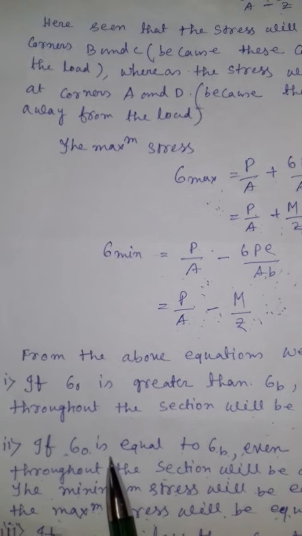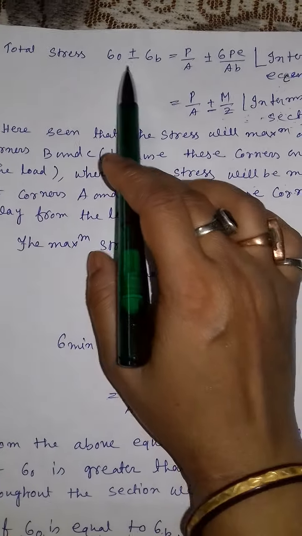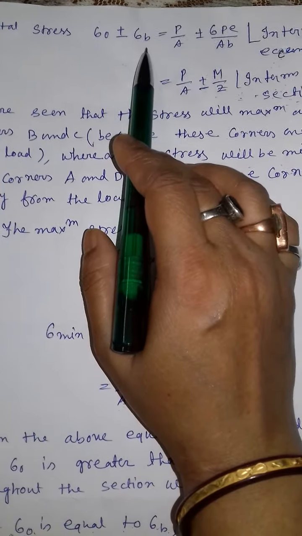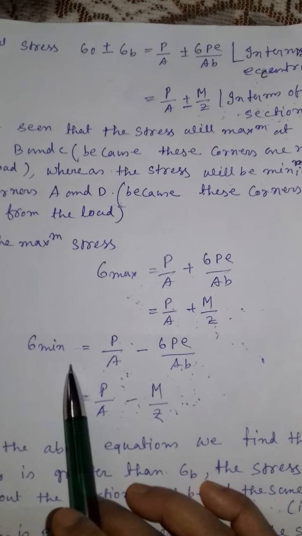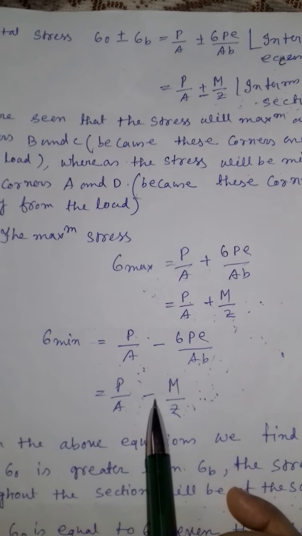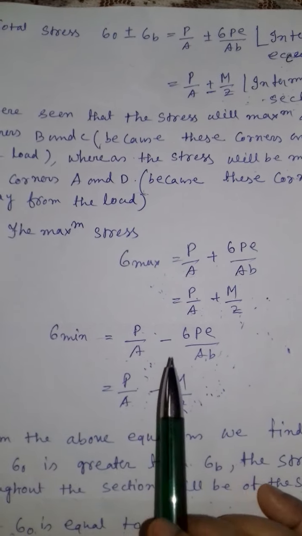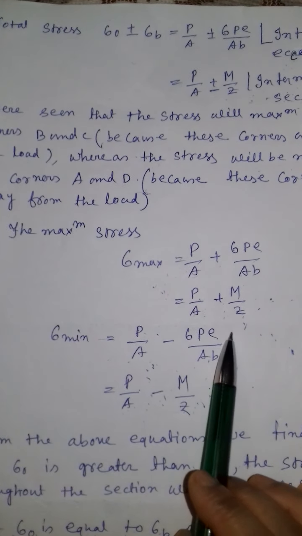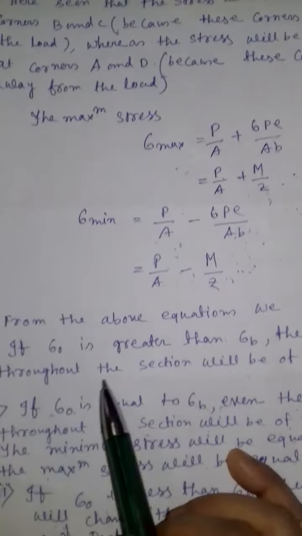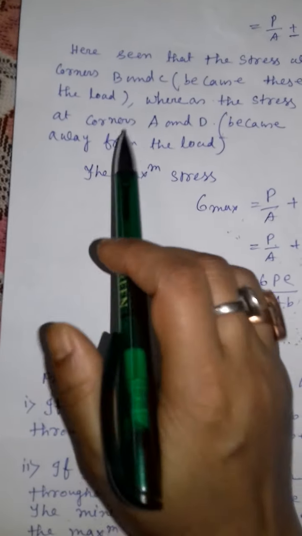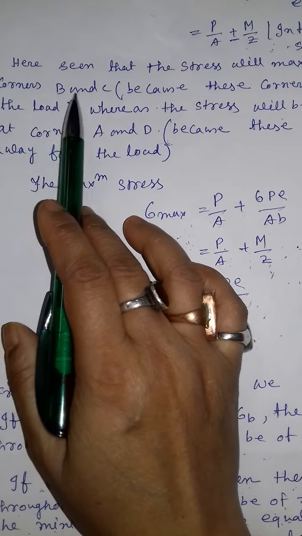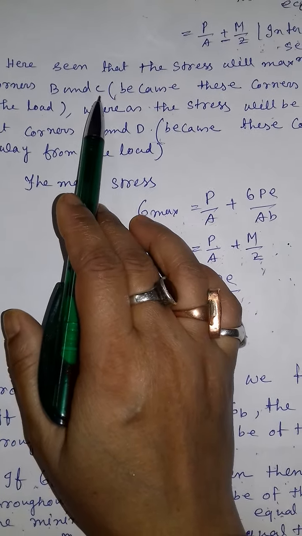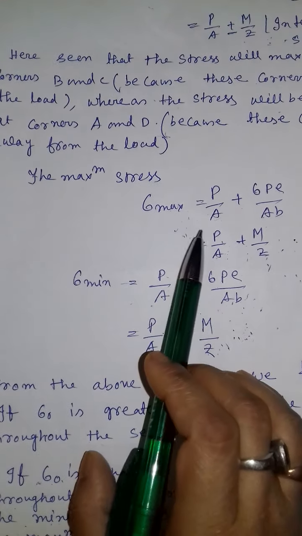And if sigma 0 is equal to sigma b, then sigma max is equal to 2 sigma b and sigma min is equal to 0. In this case also the stresses come in positive nature, but at the corners A and D it is 0 and at B and C it is maximum, that is sigma max is 2 sigma b.